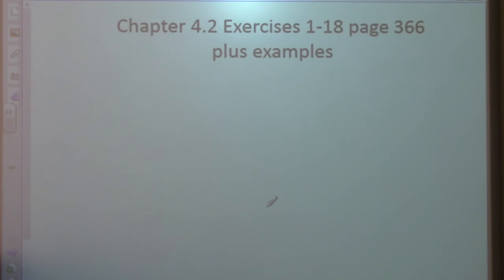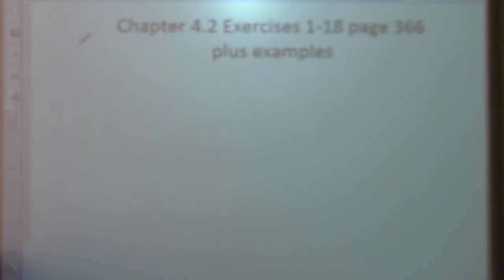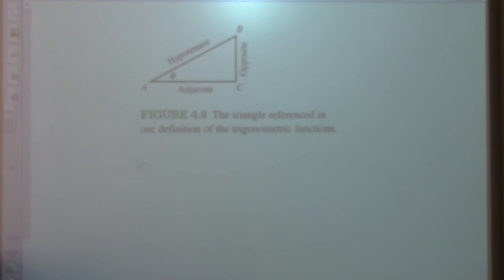Okay, we're launching into section 4.2. We're going to cover some basic things today that are really building block important things. So we've got to be paying attention here. Okay, so this is a sketch of your basic right triangle. And what this drawing does is give you the anatomy of the building blocks of trigonometric ratios.